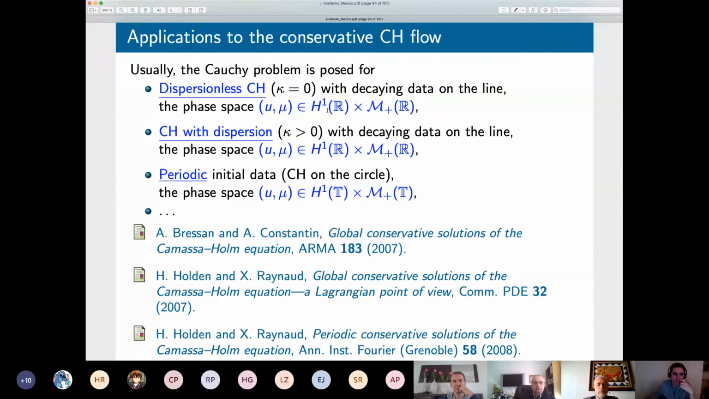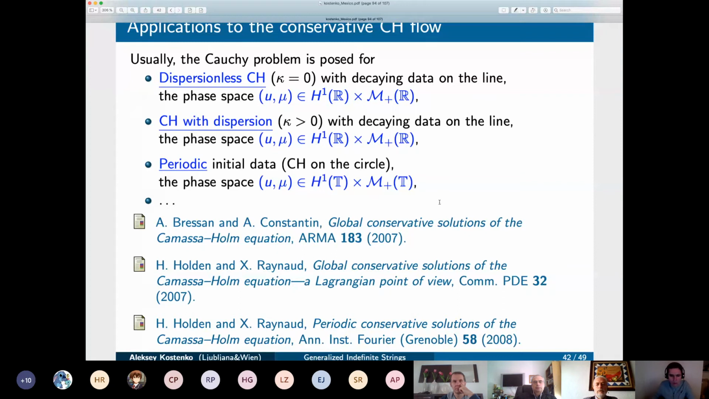The phase space is natural because the H1 norm is exactly the Hamiltonian of our system. The natural phase space is H1 times finite positive Borel measures on the real line or on the circle. The existence of the conservative Camassa-Holm flow was proved. The main work was done by Holden and Raynaud and their students, and at least all these three cases are covered by these two publications by Holden and Raynaud.